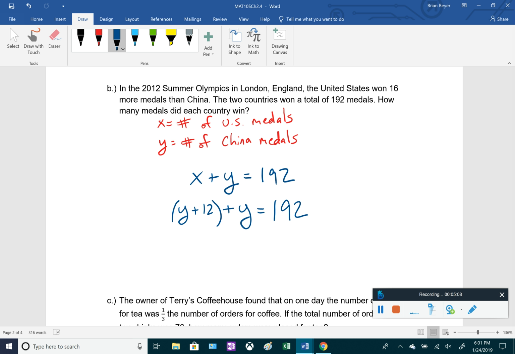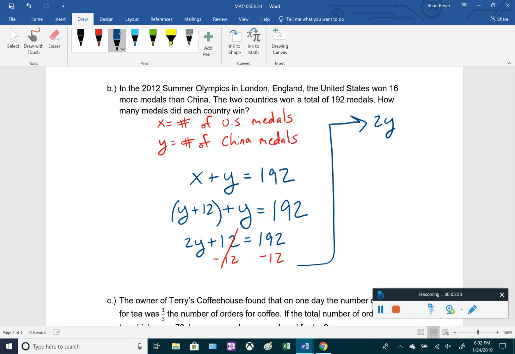So we're going to combine terms on the left-hand side. So we don't need those parentheses. We can drop them. So it's y plus y is 2y plus 16 equals 192. Going to subtract 16 on both sides. So we get 2y equals 176 from the 192 minus 16. Divide both sides by 2. And we get y equals 88.